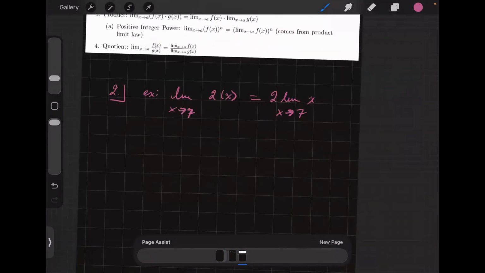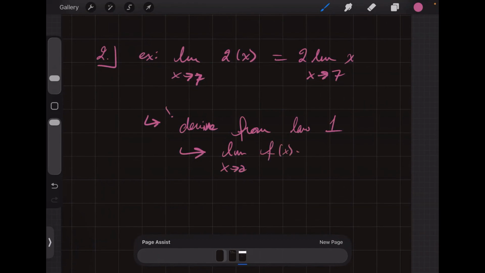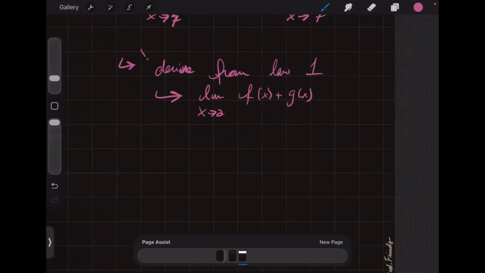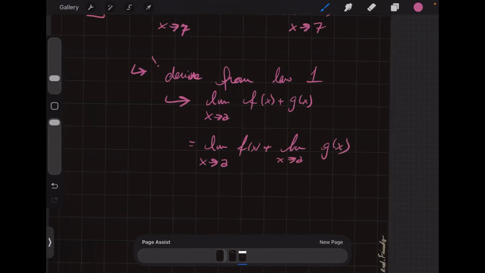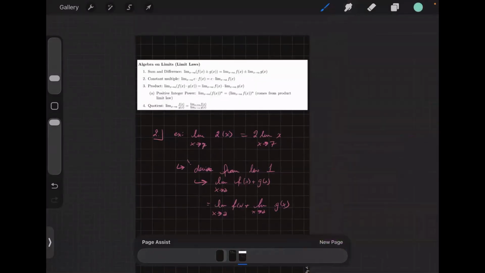Right? I want you, yes, you, to derive this from law 1, which says the limit as x approaches a of f of x plus g of x is equal to the limit as x approaches a of f of x plus the limit as x approaches a of g of x. Okay, so take a quick pause and I'll run it back.